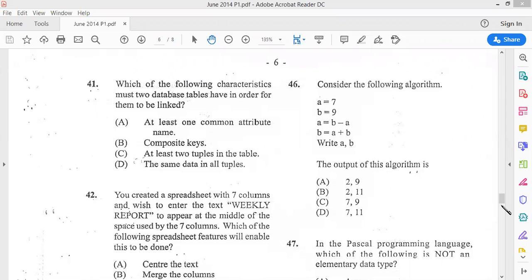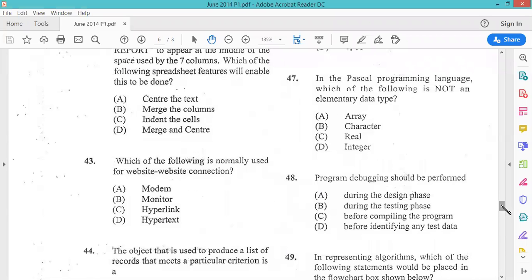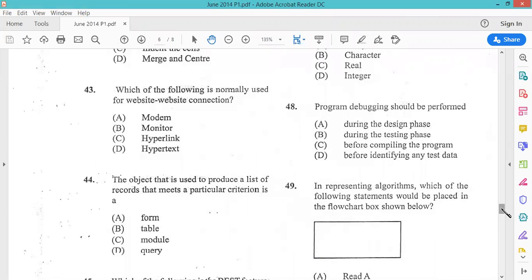Yes, miss. 47. Wait, this looks like it has something about array. Let me double check. Alright, 47 is not on the new syllabus. It's asking about array. Go to 48. Program debugging should be performed... This was on the last paper as well. 2013 paper.